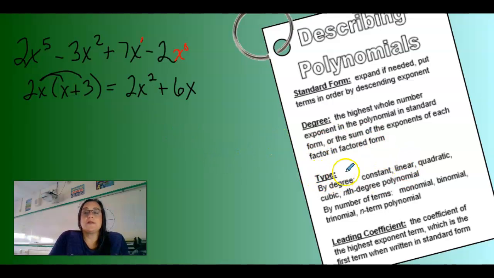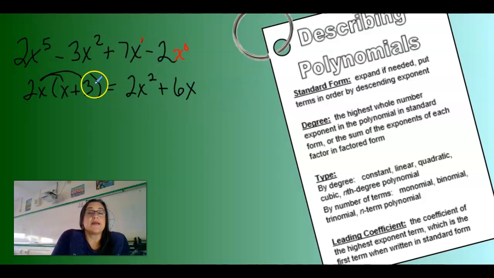Okay, then when you want to describe polynomials by their type, you classify them by degree and by number of terms. So by degree, if your polynomial is degree 0, it's a constant. If the polynomial is degree 1, it's linear. If it's degree 2, it's quadratic. Degree 3 we call cubic. And then anything 4 or higher we describe as an nth degree polynomial. So for example, this 2x to the fifth minus 3x squared plus 7x minus 2 polynomial would be a 5th degree polynomial because its highest exponent is 5.